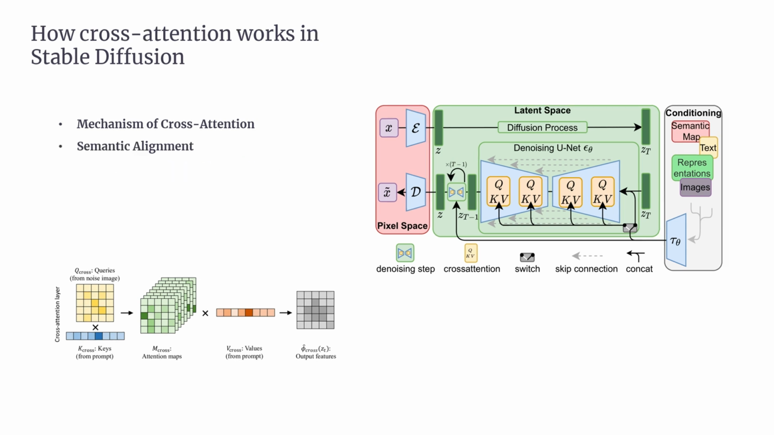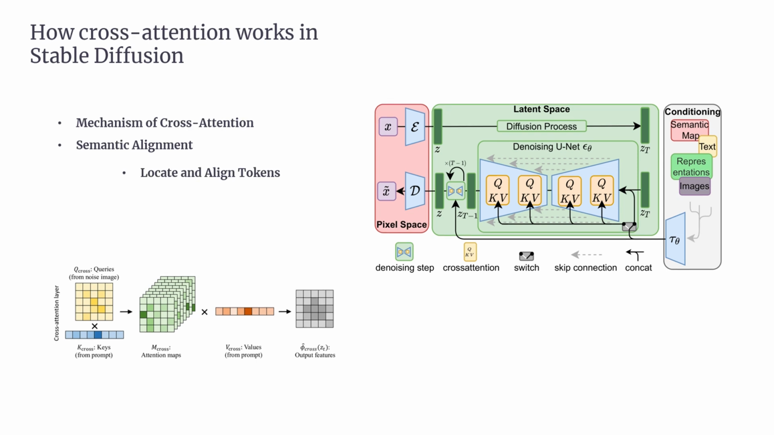The second, semantic alignment. Cross-attention enables the model to align the text and image in a meaningful way. 1. Locate and align tokens. It helps the model identify where specific parts of the text, like sunset or mountain, should appear in the image. The cross-attention mechanism helps map the tokens from the text to the correct spatial features in the image.